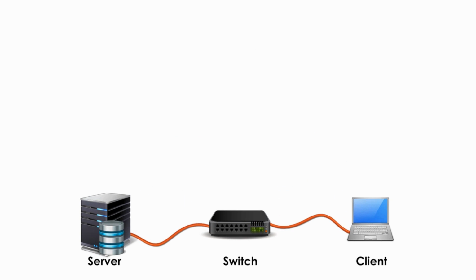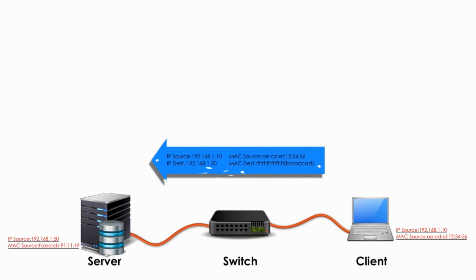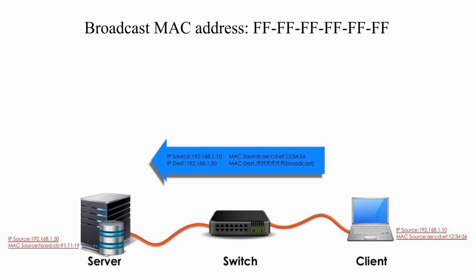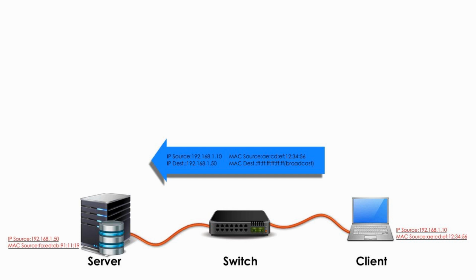Now let's see the whole process step by step. Step 1. The client sends a broadcast message because the destination MAC address is a broadcast address, which is basically 12 Fs. Simply saying, hello, anyone with IP address 192.168.1.50, if you hear me, would you please give your MAC address? And here's my IP address and MAC address. When other devices hear the broadcast message, they would discard the ARP packet silently.